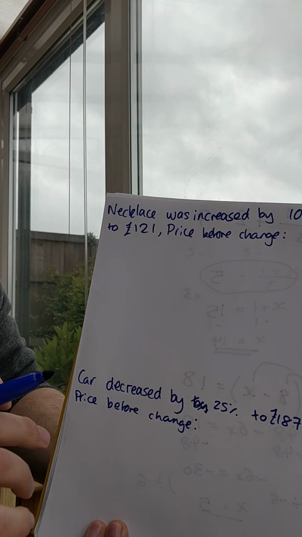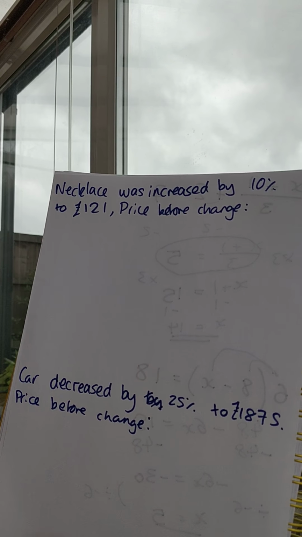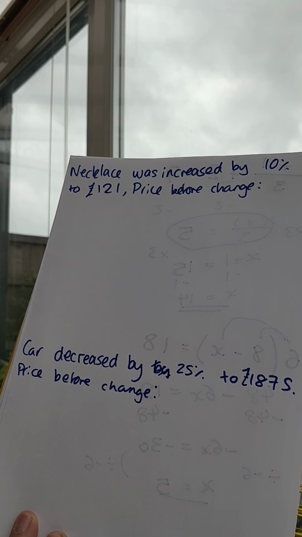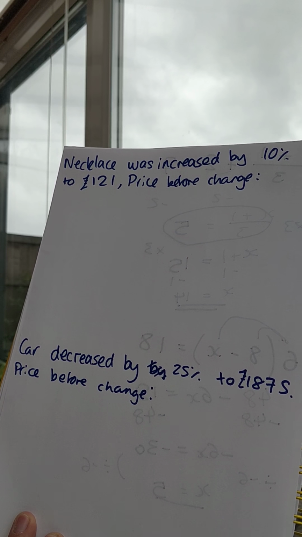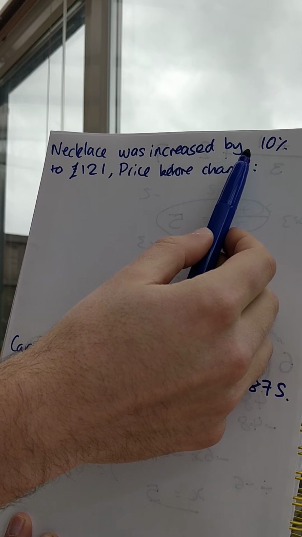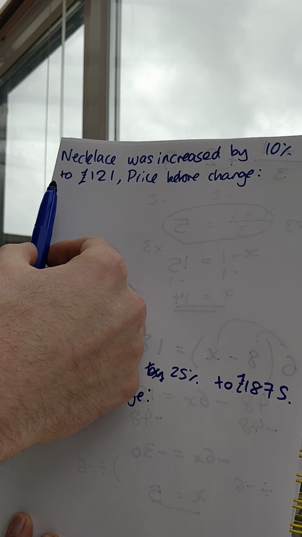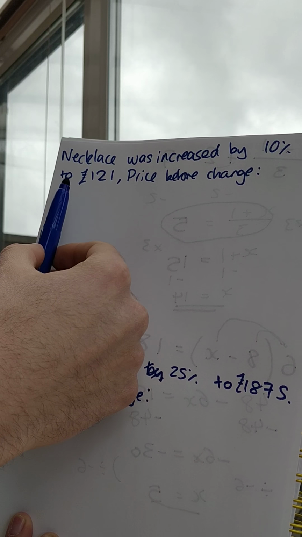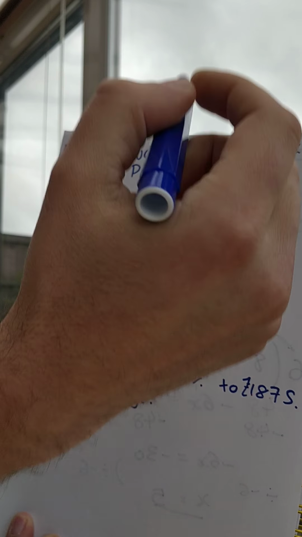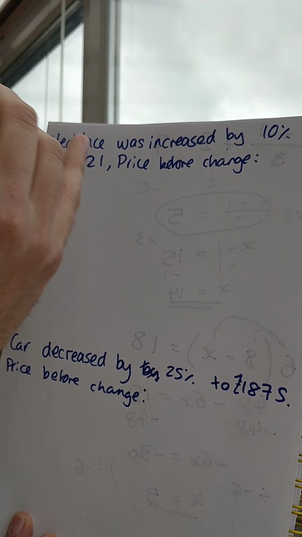Okay, so what I'm going to go through with you just now is price before percentage changes. Some people have been a little bit struggling with this, so hopefully I can explain it. We have an item whose price was increased by 10%, and you're trying to work out what it was before the increase occurred. Our increase was by 10% to £121.